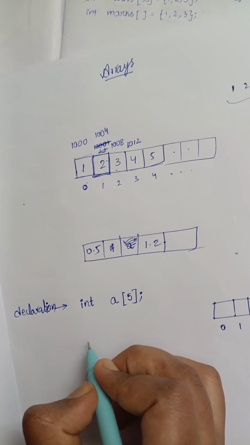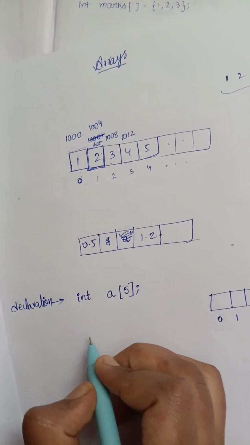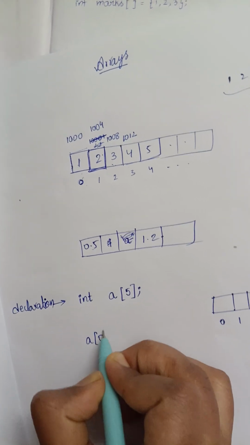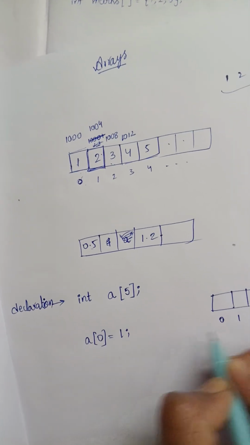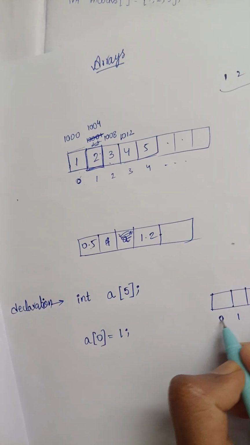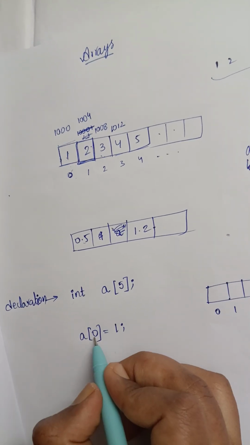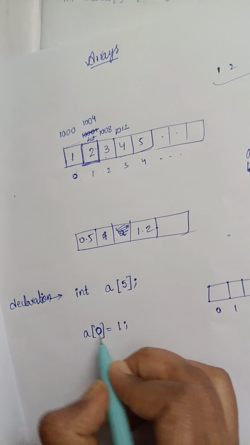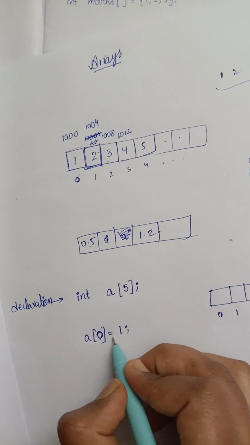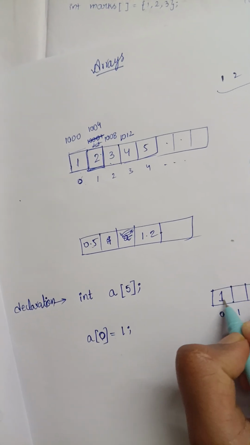To initialize an array, we can write something like a of 0 equals 1. a of 0 means array of 0, so we are accessing the 0th indexed array box. So we are storing 1 here.